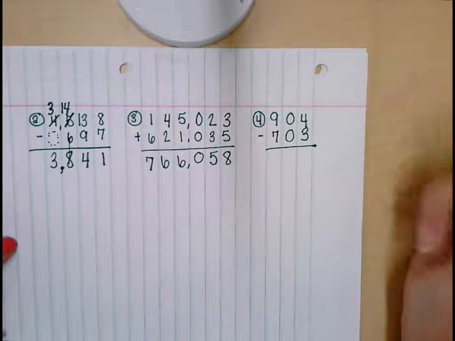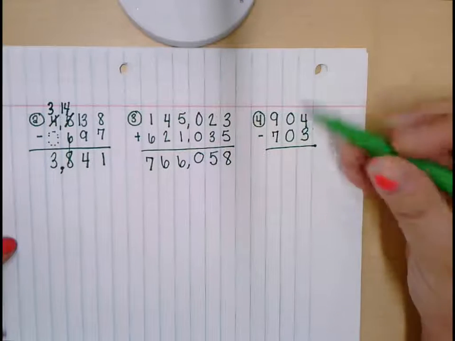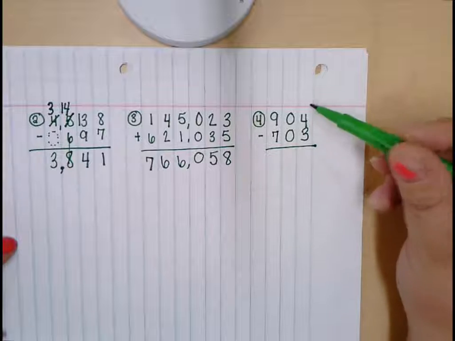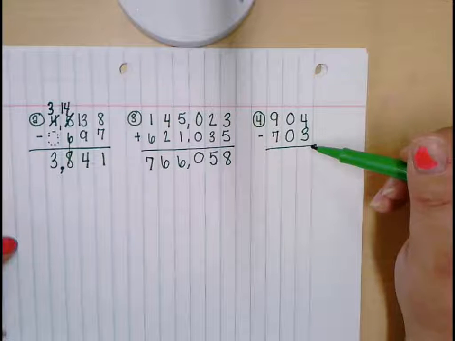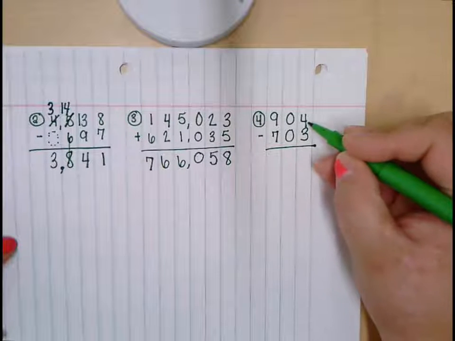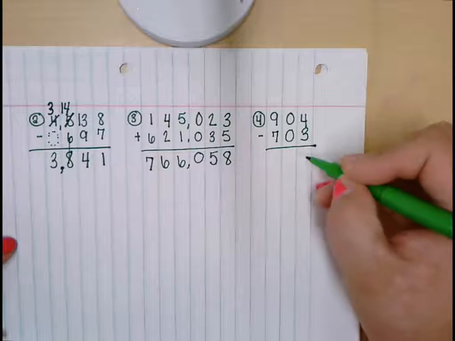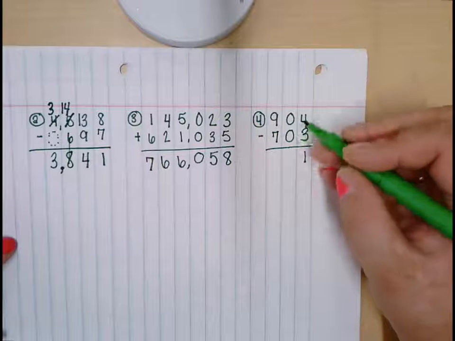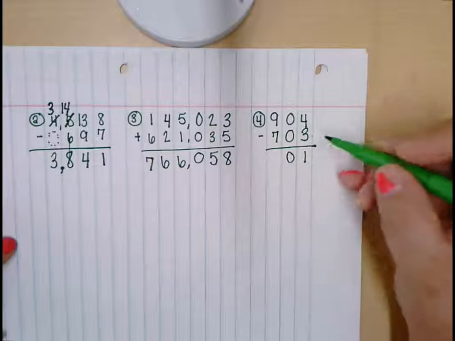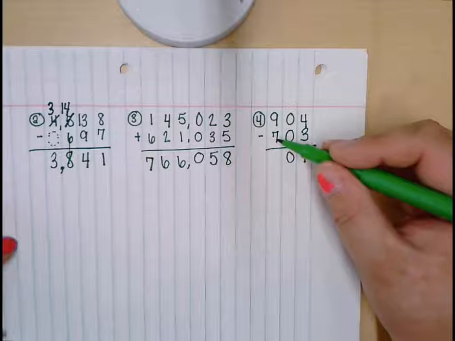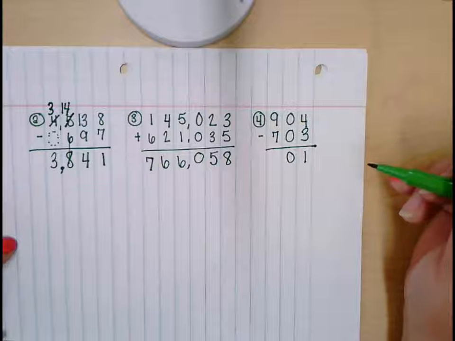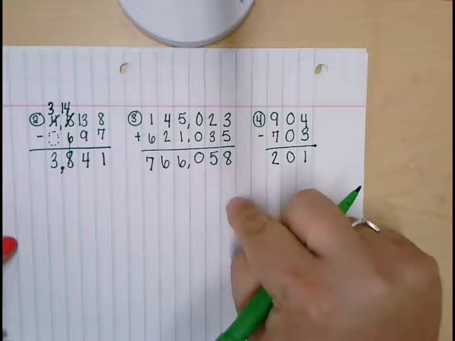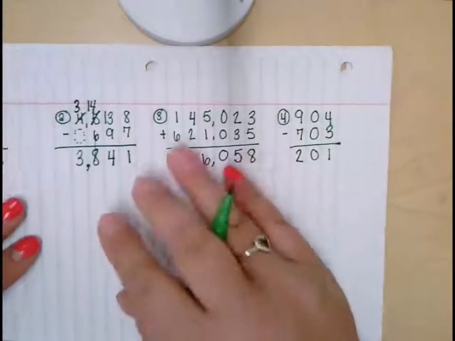The next one that we're going to do is going to be subtraction. Again, we have ones, tens, and hundreds place. What's 4 minus 3? If I have 4 objects and I take away 3 of them, that means I'm left with only 1. 0 take away 0 is 0. 9 take away 7 is 2. So my answer is 201.